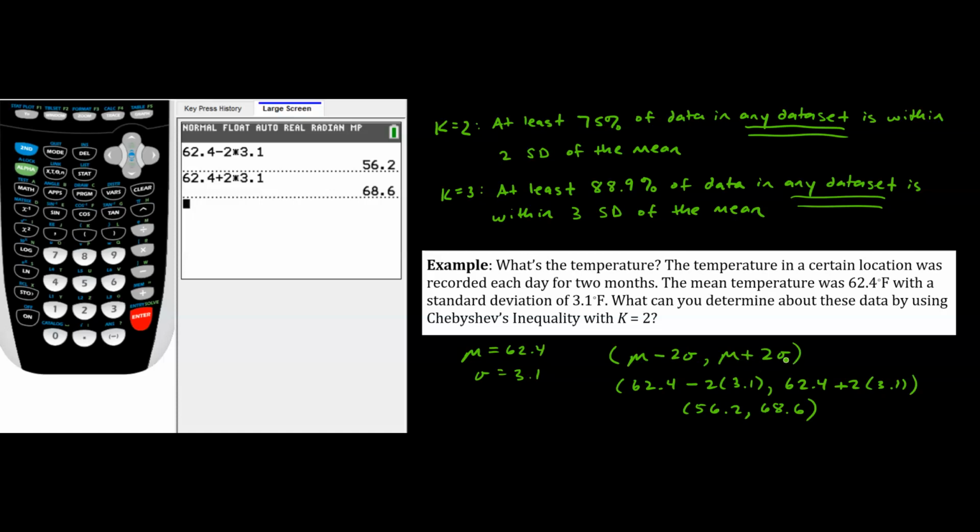And so our final interpretation of this question based upon Chebyshev's inequality is that at least 75% of the temperatures in this particular data set are between 56.2 degrees and 68.6 degrees. I'll say that one more time. At least 75% of the data being within 2 standard deviations of the mean in this context means at least 75% of the data in our temperature data set is between 56.2 degrees and 68.6 degrees.